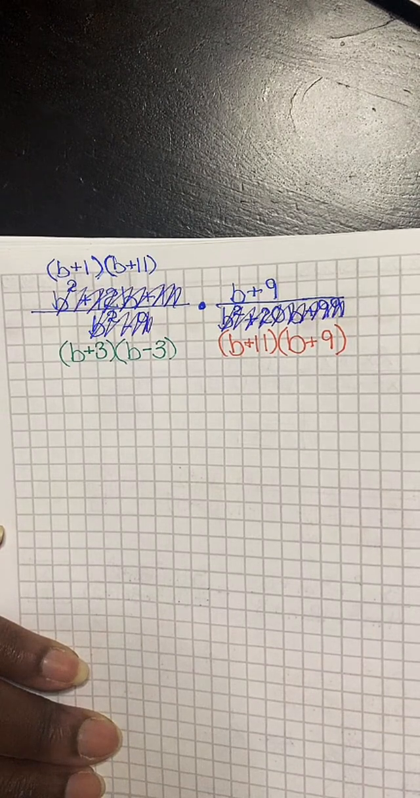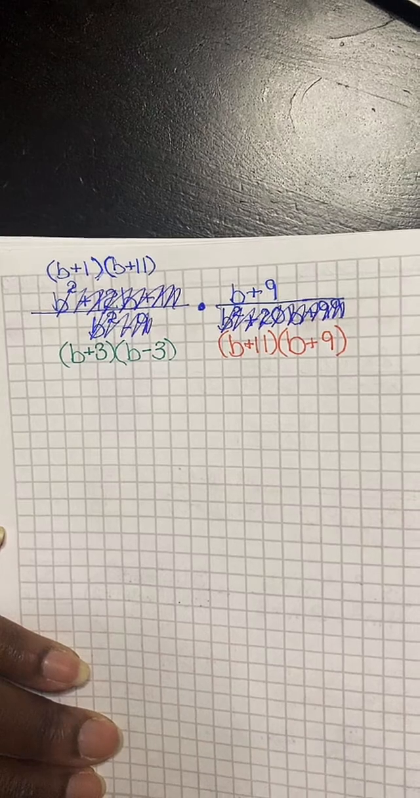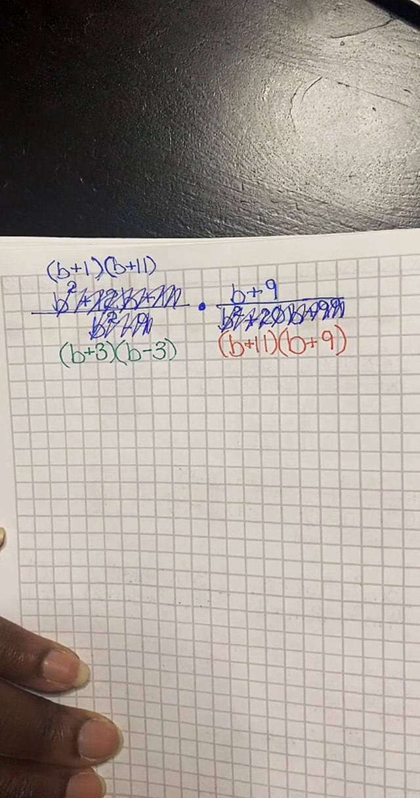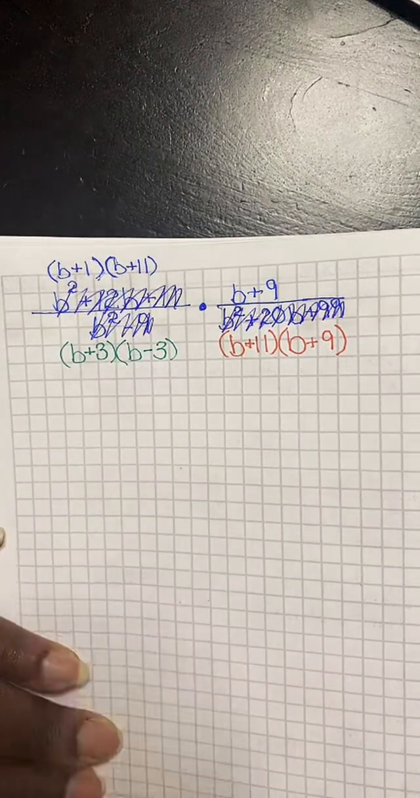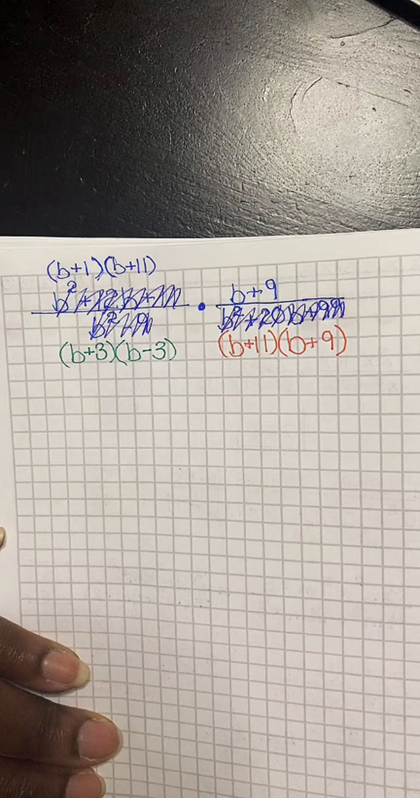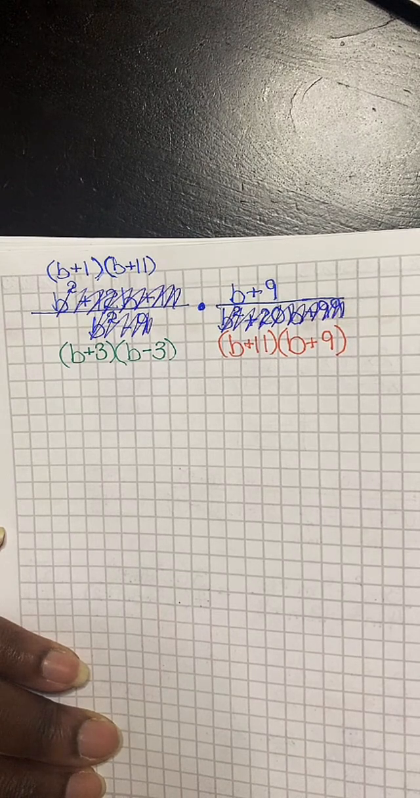Okay, it's time for Squid Games here. Let's go. Who's getting it? So Michael R is saying b plus 1 over b squared minus 9. Remember that b squared minus 9 can be factored. Right there. All right. What can we eliminate? What can we cross out?